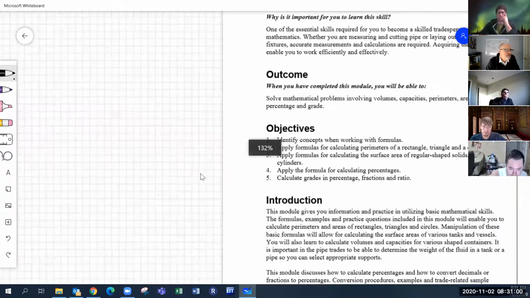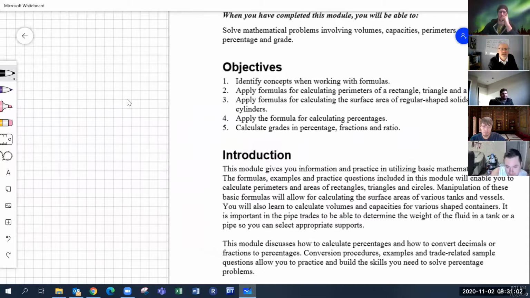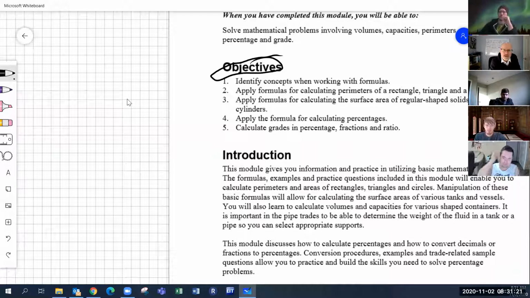So the objectives for this ILM, and remember, I said this before, if you want to know what to study out of any particular ILM, it's the objectives that you study. If you go into an ILM and say, I don't know what I need to know in this one, you look at the objectives. The objectives are going to give you what you need to know.